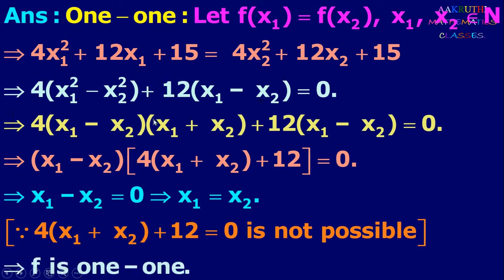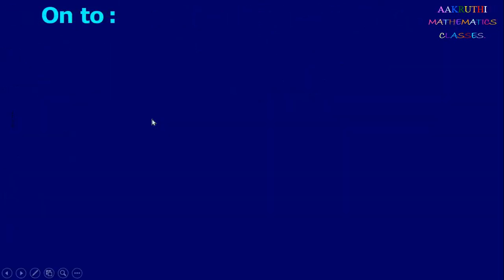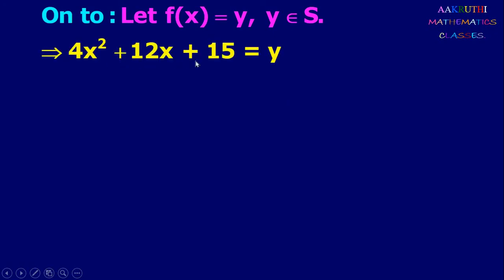So next we prove the function is onto. So we have to prove the function is onto. We take f of x equal to y, where y belongs to S. Now here it is given f of x equal to 4x square plus 12x plus 15. Therefore 4x square plus 12x plus 15 equal to y. Now here we have to solve for x.